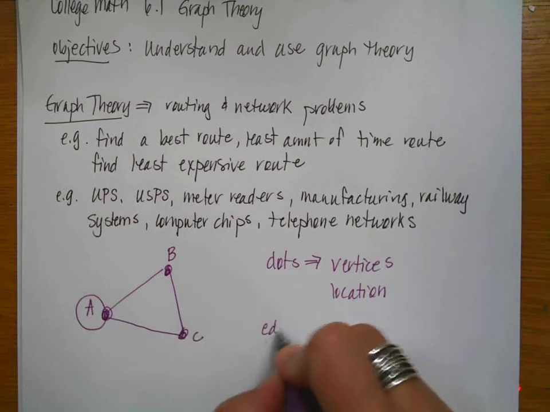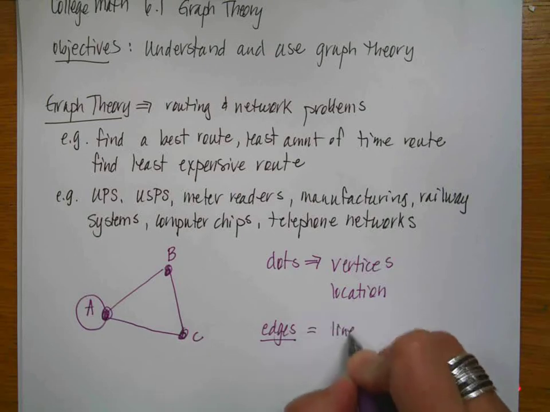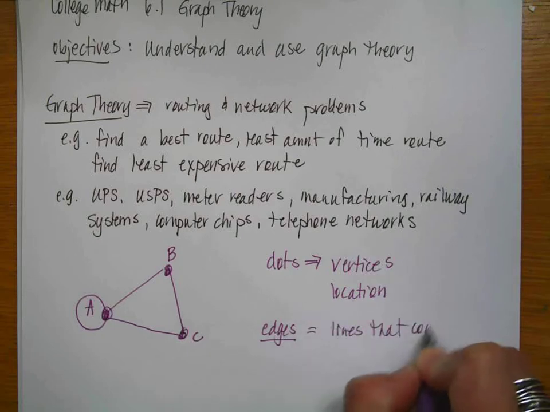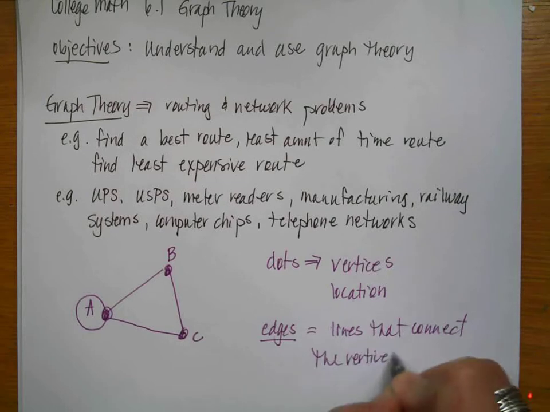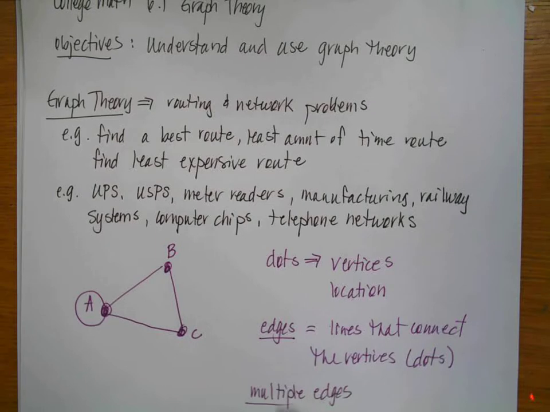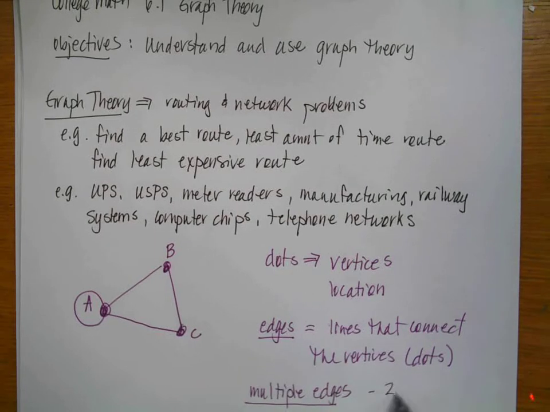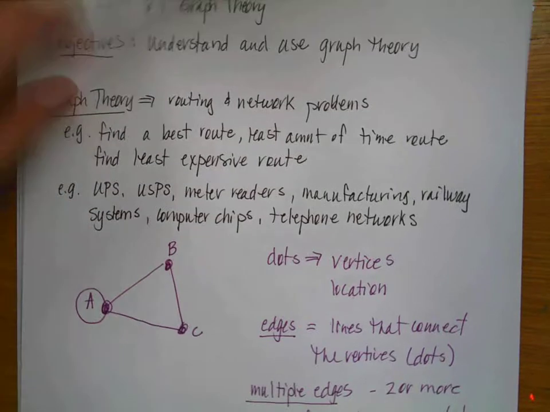So the next word that we need to know is edges. The edges are the lines that connect the vertices, or the dots, okay? I can have something called multiple edges, and maybe multiple edges are two or more lines from the same dot. Okay, and I'll move my paper up in just a sec.